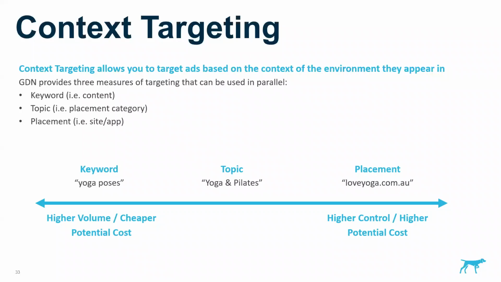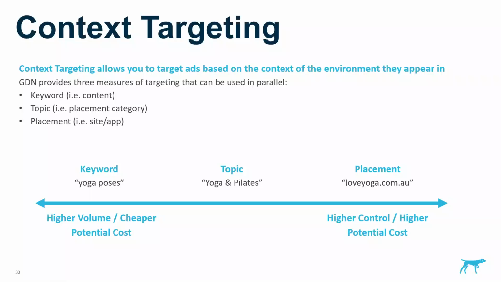If we're looking at keywords, we're looking at a much higher volume but potentially cheaper cost. Placement, much tighter control but potentially higher cost. So if we're looking for yoga, just the keyword yoga poses is going to be websites that have yoga poses essentially written in their content. Yoga and Pilates as a topic are websites that Google has categorized as such, so the topics are pre-made.